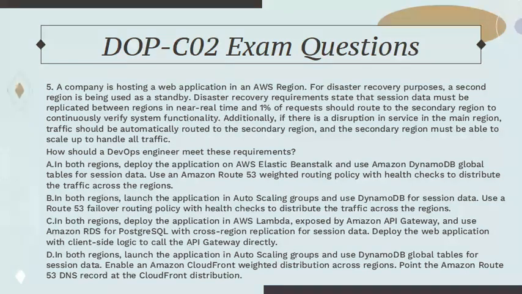A. In both regions, deploy the application on AWS Elastic Beanstalk and use Amazon DynamoDB global tables for session data. Use an Amazon Route 53 weighted routing policy with health checks to distribute the traffic across the regions.